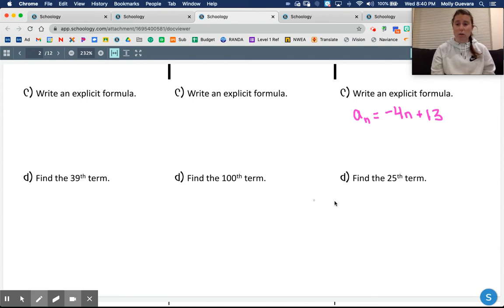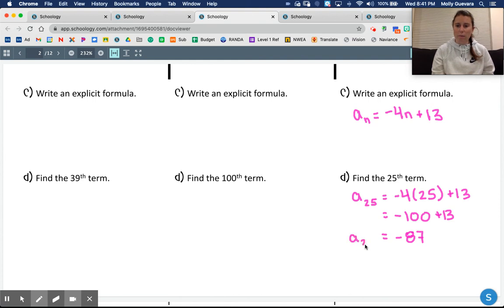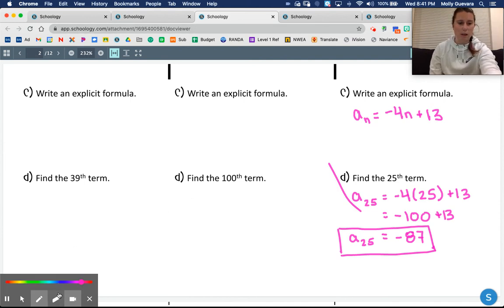And then if I want to find the 25th term, all I'm going to do is plug in 25 anytime I see an n. Okay, so negative 4 times 25 is negative 100, plus 13, which is negative 87. So the 25th number, if I count out 25 numbers of subtracting 4, subtracting 4, subtracting 4, right? The 25th number would be negative 87. Oh, I did not mean to do that. Sorry.